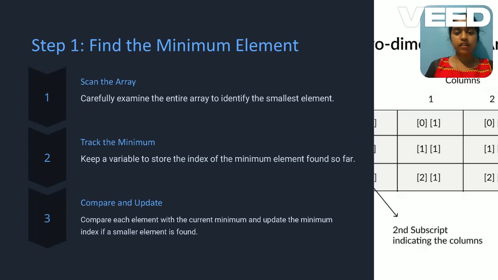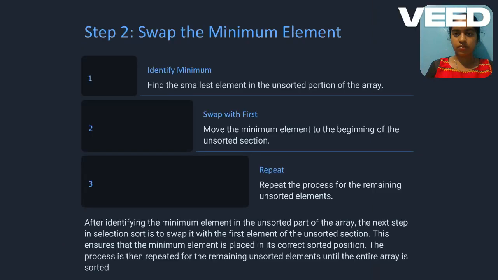Step 1. Find the minimum element. Scan the array. Carefully examine the entire array to identify the smallest element. Track the minimum. Keep a variable to store the index of the minimum element found so far. Compare and update. Compare each element with the current minimum and update the minimum index if a smaller element is found.